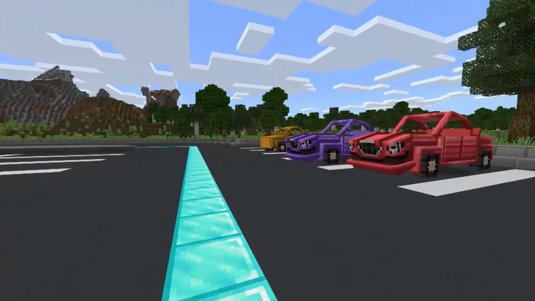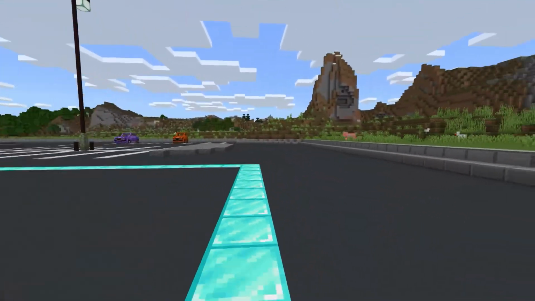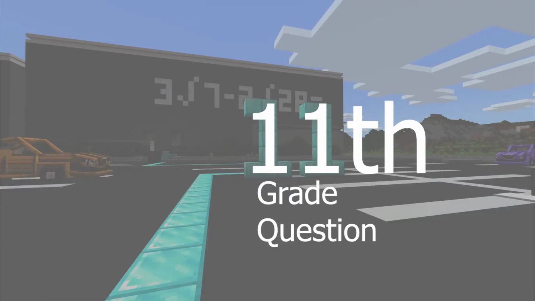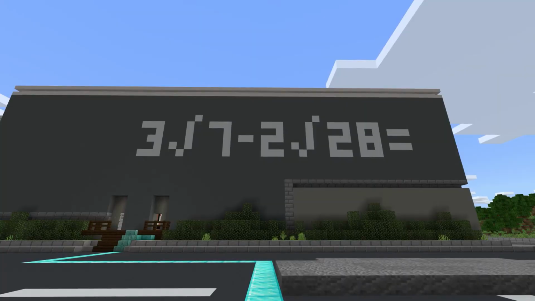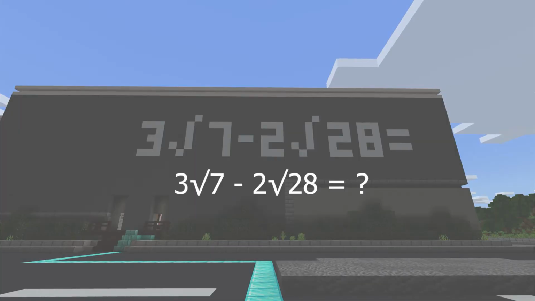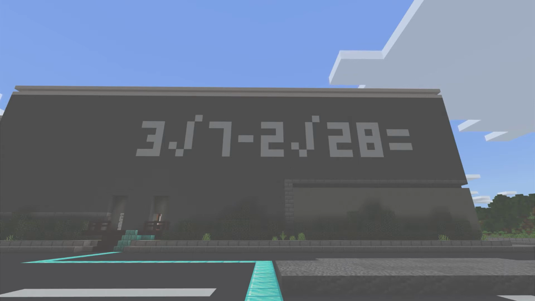And jumping right back into it, we're gonna move on to our 11th grade question, where we're simply simplifying everything under a square root. And this question is 3 times the square root of 7 minus 2 times the square root of 28 equals what? I'll give you a hint. The first thing you do, like I said, is simplify everything under the square root. Do you know it? All right, the answer is negative square root of 7.